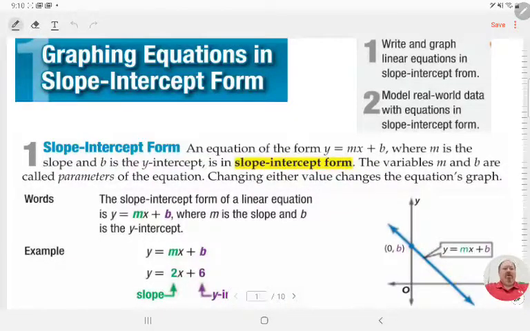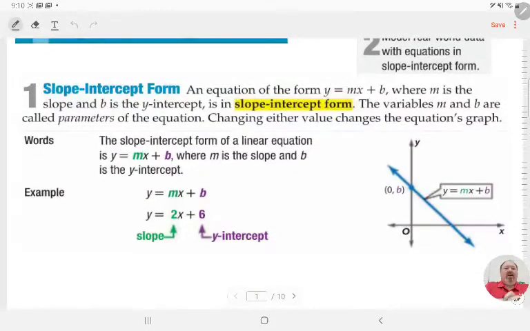All right, so today we're going to look at graphing equations in slope-intercept form. We're going to write and graph linear equations in slope-intercept form, and we're going to model real-world data with equations in slope-intercept form. So an equation of the form y equals mx plus b, where m is the slope, b is the y-intercept, is in slope-intercept form. Okay? The variables m and b are called parameters of the equation. Changing either value changes the equation's graph.